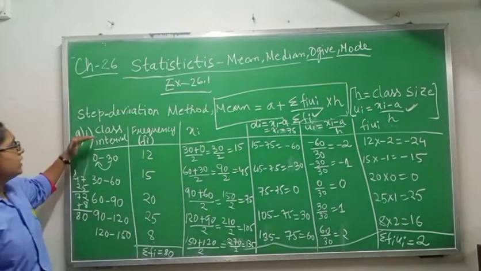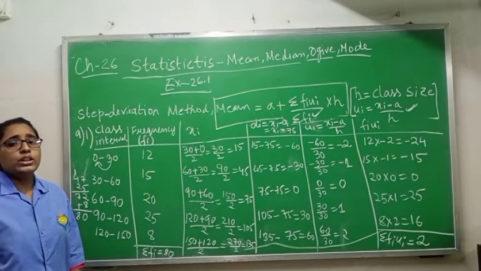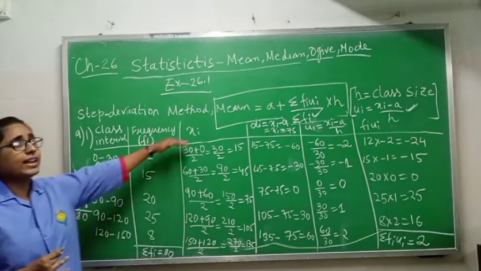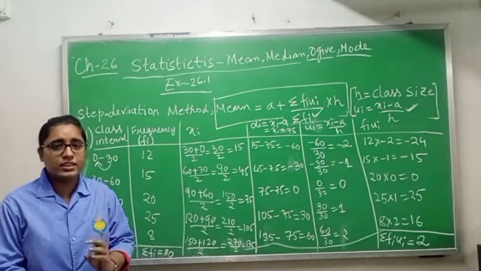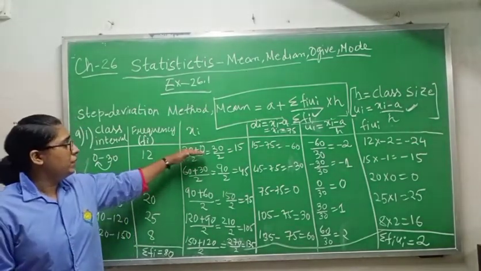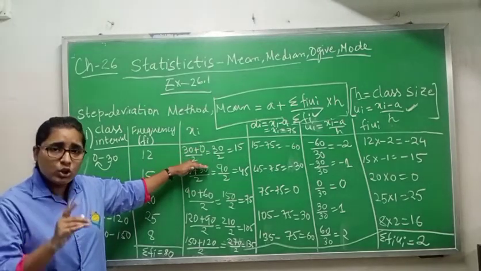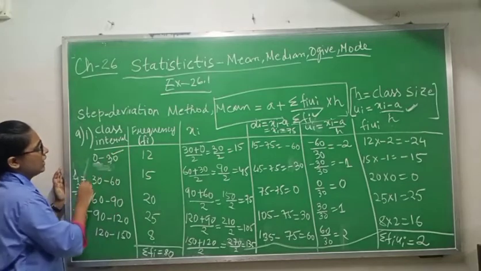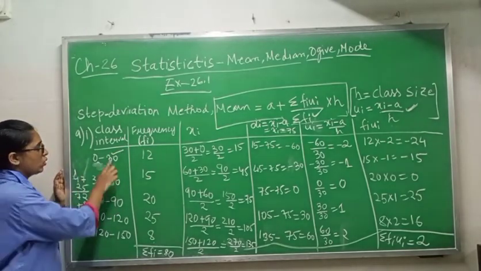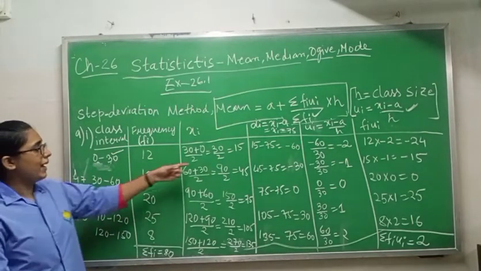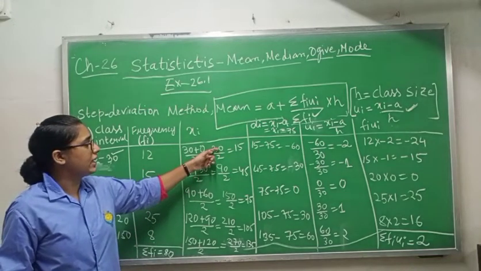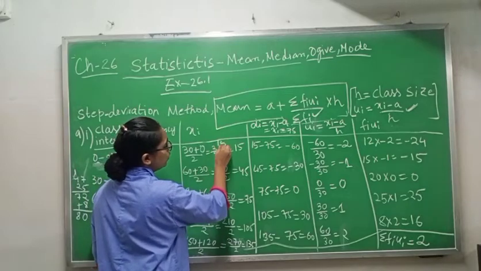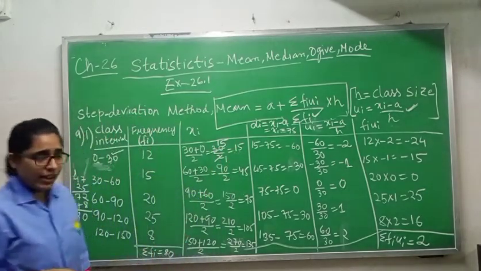Now when the class interval is given to you, you know from the assumed mean method how to find xi. It is very easy. xi is nothing but upper limit plus lower limit divided by 2. In the question, the upper limit is 30 and the lower limit is 0. So 30 plus 0 divided by 2. How much do you get? 30 by 2. Now cancel: 2 ones are 2, 2 fives are 10. You will get 15 as xi.